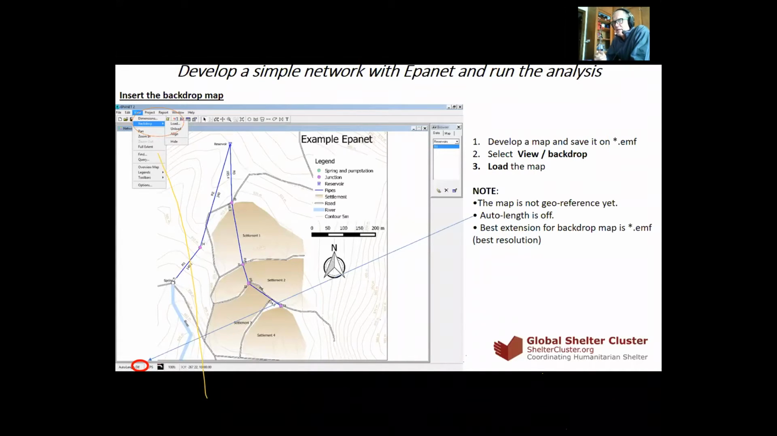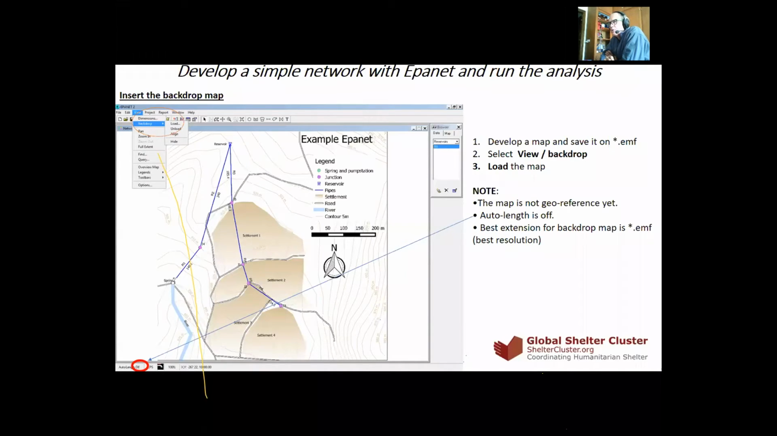Yes. Thanks. If it's on, and you draw the pipe, the length of the pipe will be automatically calculated, but it might not be right. So you keep it off and then you put the length manually for each pipe. Be aware that your map is just a support, a help for you, but it's not georeferenced.